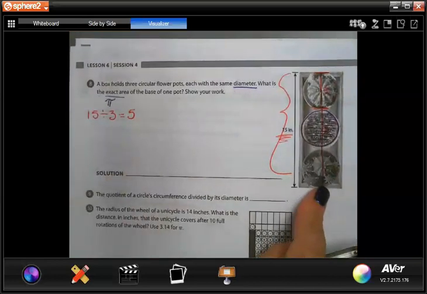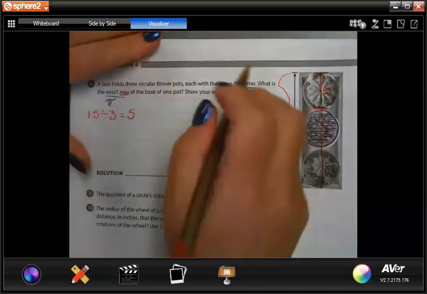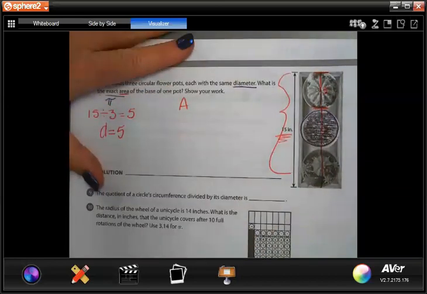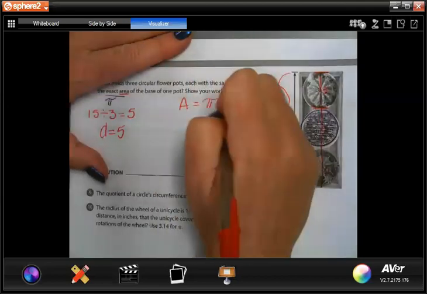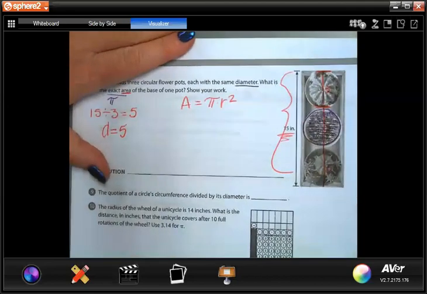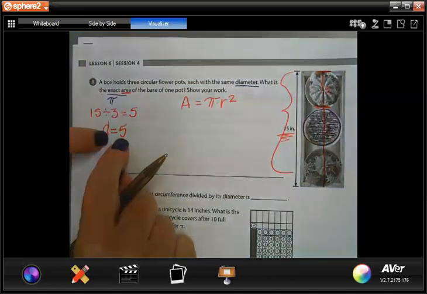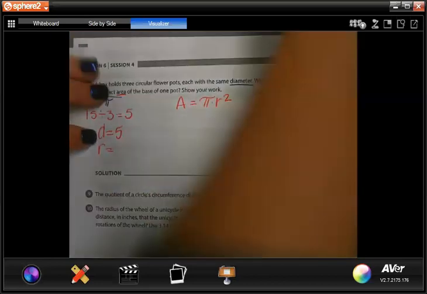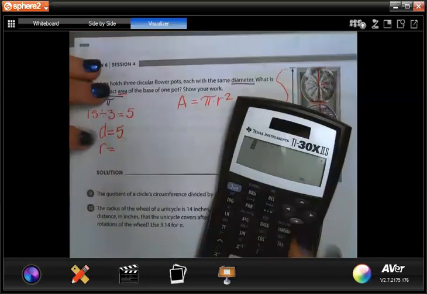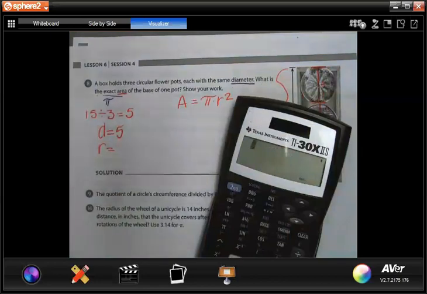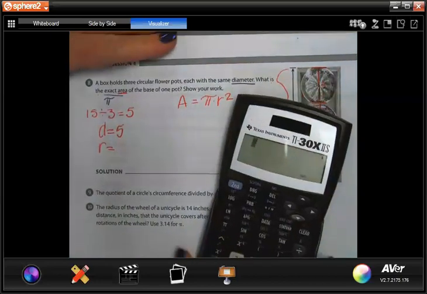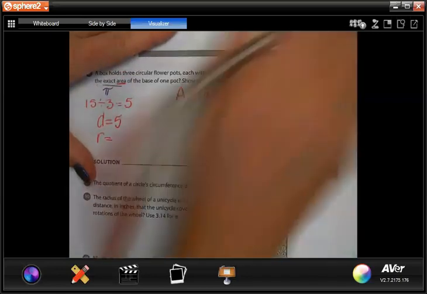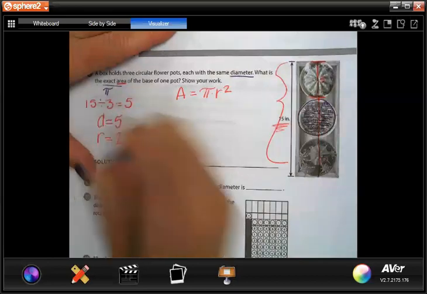Okay. Now we're looking for area. Diameter equals 5. Area is pi times radius squared. Well, they told us the diameter. And if you remember, the radius is half the diameter. So again, use your calculators. It's fine. I'm not grading you on if you can divide right now. So we're going to take 5 and divide it by 2. And the radius comes out to be 2.5.